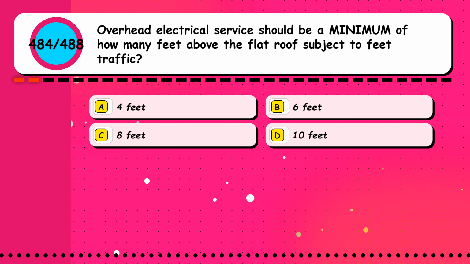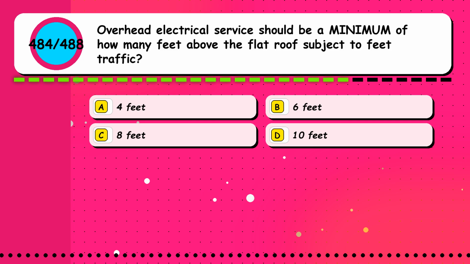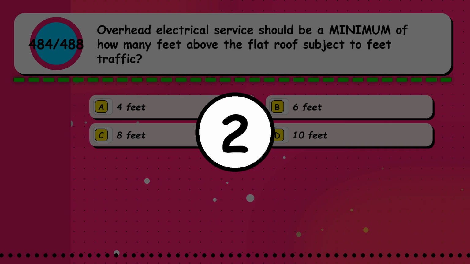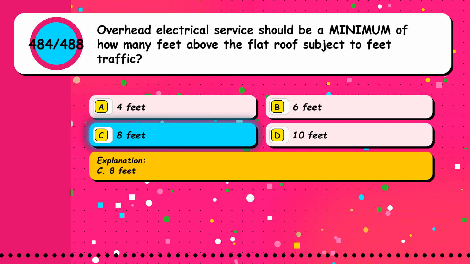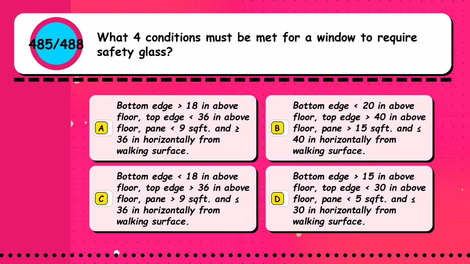Question 484. Overhead electrical service should be a minimum of how many feet above a flat roof subject to foot traffic? Option A, 4 feet. Option B, 6 feet. Option C, 8 feet. Option D, 10 feet. The correct answer is option C, 8 feet.